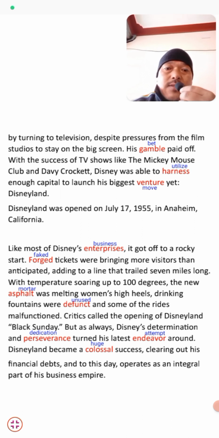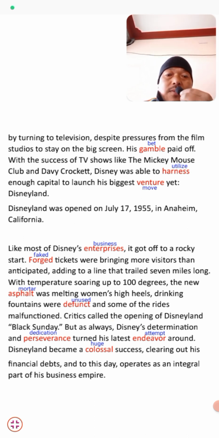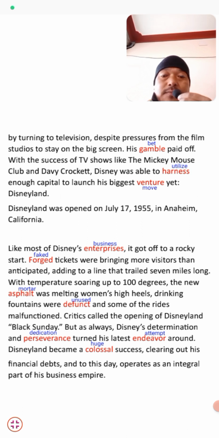Like most of Disney's enterprises, it got off to a rocky start. Forged tickets were bringing more visitors than anticipated, adding to a line that trailed 7 miles long with temperatures soaring up to 100 degrees. The new asphalt was melting women's high heels, drinking fountains were not working, and some of the rides malfunctioned. Critics called the opening of Disneyland Black Sunday, but Disney's determination and perseverance turned his latest endeavor around.